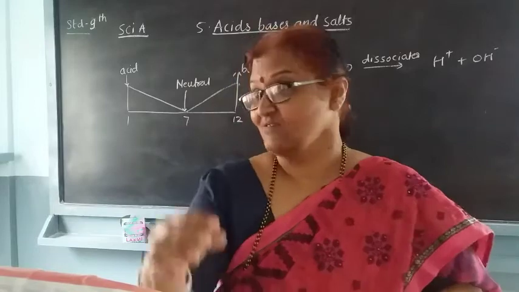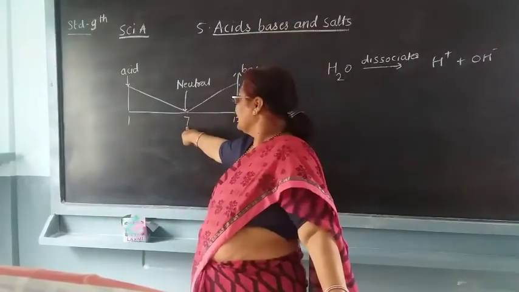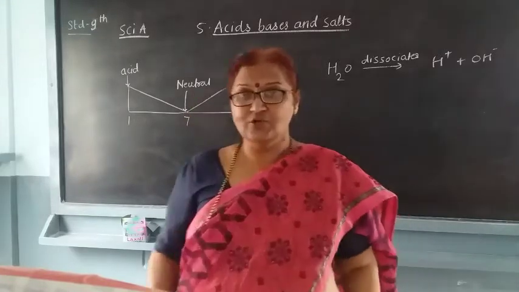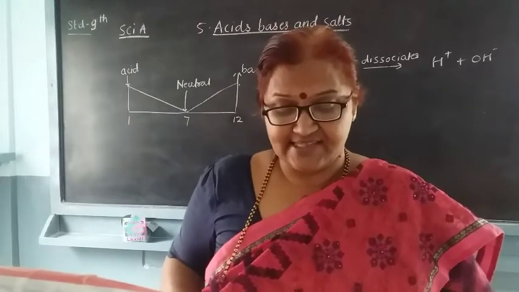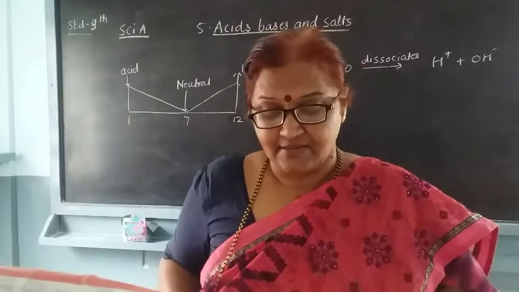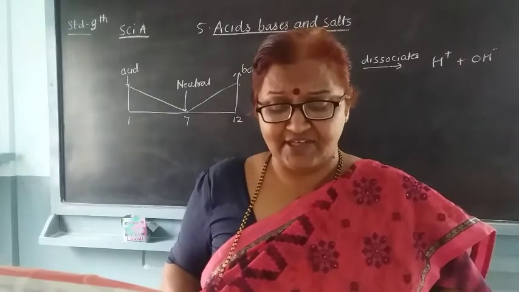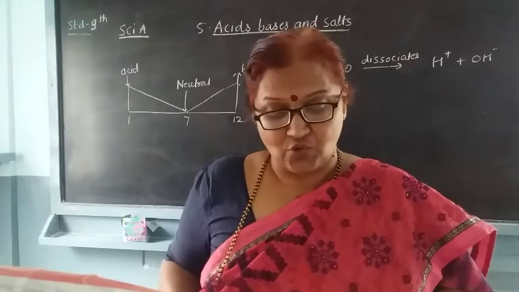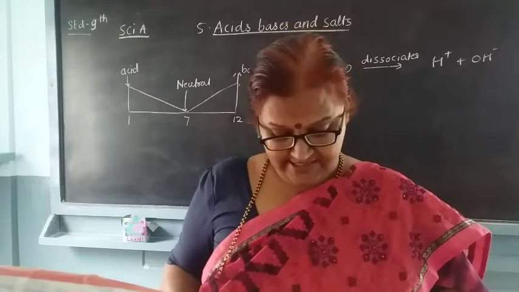I have shown you here a scale. The water lies at this point on the scale. That means the pH of water is 7, so it is called neutral, and it is present exactly at the middle of the pH scale. The pH of an acidic solution is less than 7 and that of a basic solution is greater than 7. So see the table on page number 63.